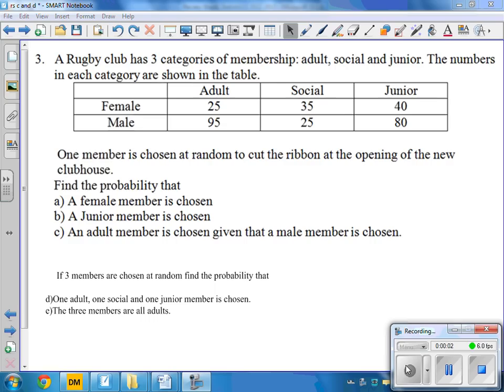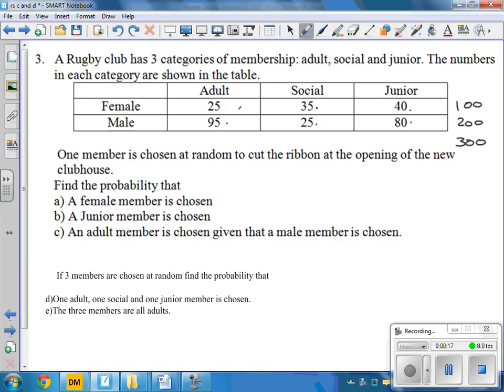Question 3 is very similar to question 2. We're going to start off by putting the totals at the end of all these things. The females, adding up the females here, we've got 100. The males, adding up the males here, we've got 200. That makes a grand total of 300.